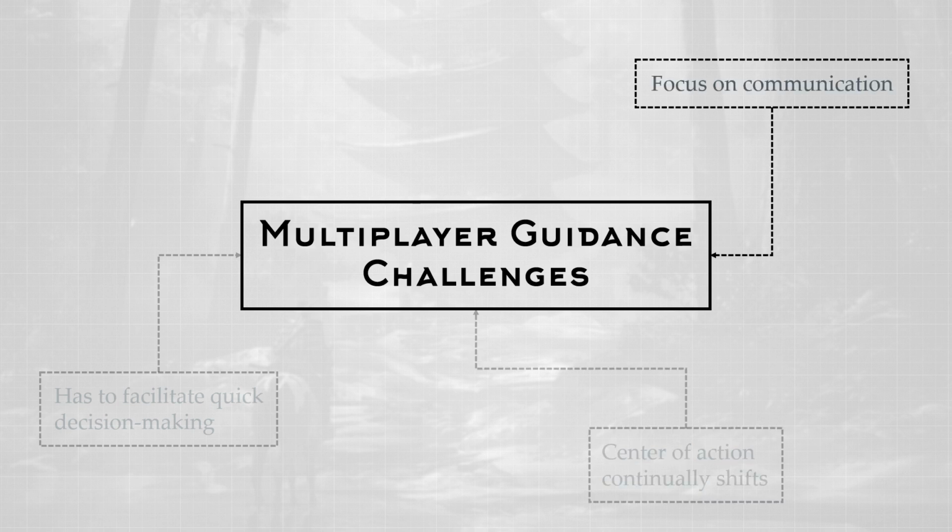And lastly, a team-based game like this is often played in teams of friends that already know each other or people that are hanging out on the voice chat. So there will be a lot of communication, and certainly our level designs should also facilitate talking about the game in some way. So quick decision making, a continually shifting center of action, and the focus of communication are the main challenges that I see in multiplayer games for player guidance.